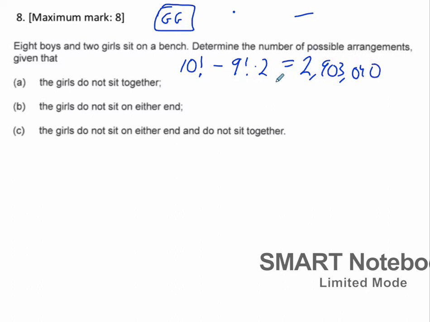So if we do that, we get 2,903,040. Another way to do it is the gap method, which works for 2 girls sitting next to each other, or 3 or 4. If there's a higher number of girls, then this one would be the preferred method.